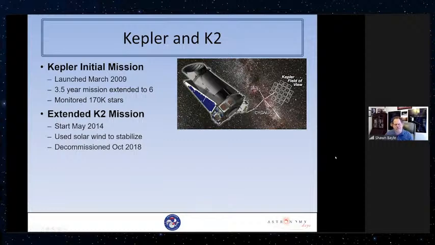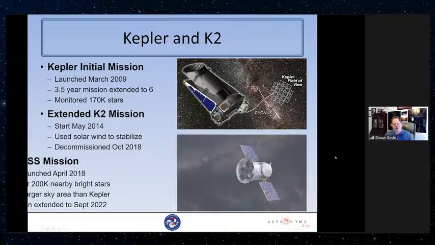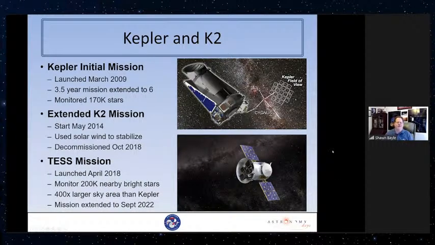And here's the extended mission. We talked about the solar wind, and here's the TESS mission. The difference being, it's primarily monitoring 200 nearby bright stars, but it's also doing a full sky survey, which is much bigger and broader than Kepler. And back to the earlier question, one of the reasons we're doing this is that TESS is going to give you that first inkling that something's out there, and then all of our other telescopes can be brought in to look in more detail. So it's that cooperative effect.